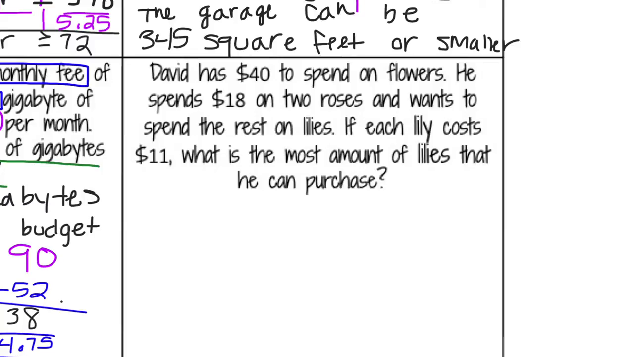All right, last example. David has $40 to spend on flowers. He spends $18 on 2 roses and wants to spend the rest on lilies. If each lily costs $11, what is the most amount of lilies that he can purchase?